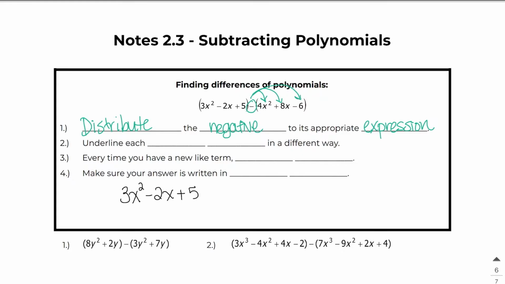So I'm going to distribute it to the positive 4x squared, which will make it negative 4x squared. I'm going to distribute it to the positive 8x, which would make this a negative 8x. So I would write down minus 8x here. And then I would distribute it to this minus 6, which would become a plus 6, because when we distribute, a negative times a negative would be a positive. This is like having double signs. We don't want to have our double signs anymore.